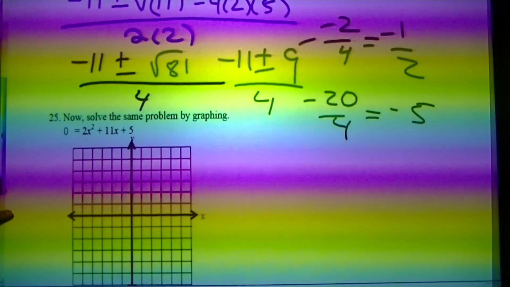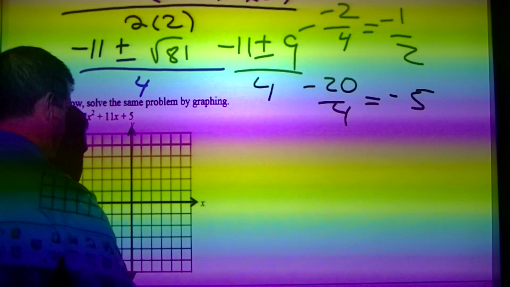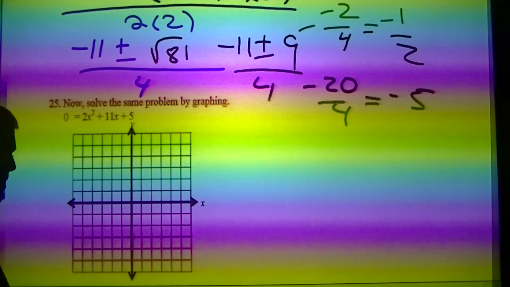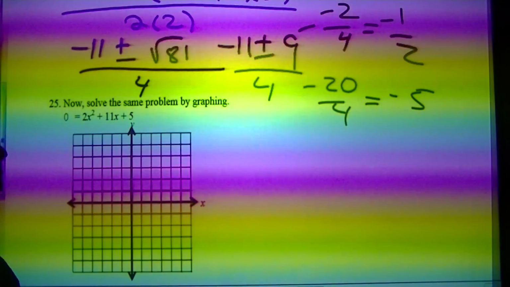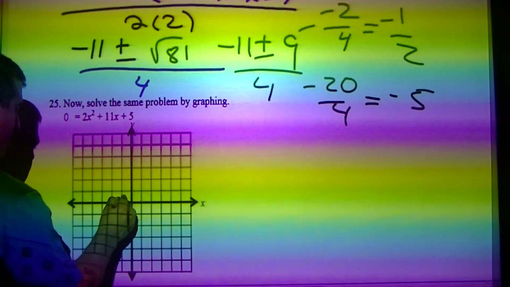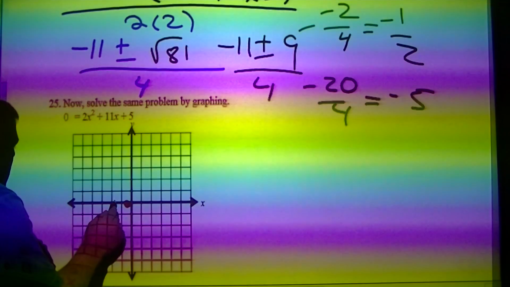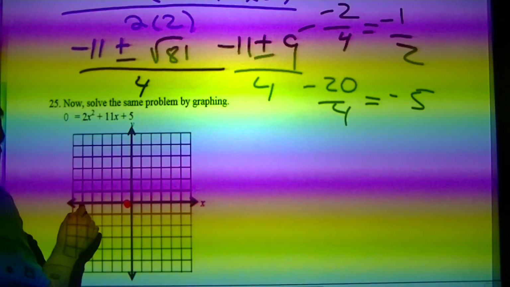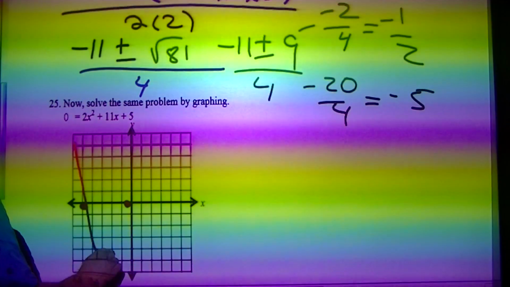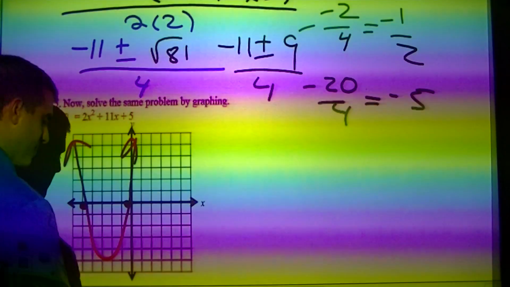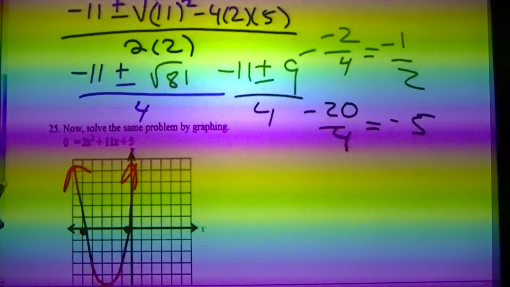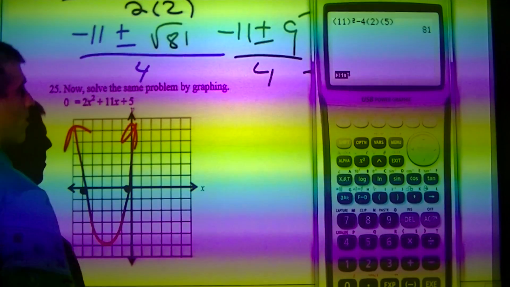It says now solve this problem using graphing. Okay, all right. What they want you to do is go ahead and plot those. Negative 1/2 would be like right here. Okay, negative 5, 1, 2, 3, 4, and 5. All right, that would be an example of solved by graphing. Okay, you could also use the calculator for that if you wanted to graph it.